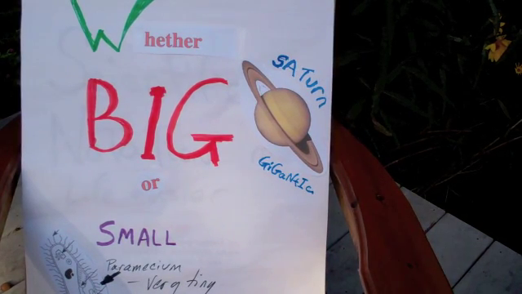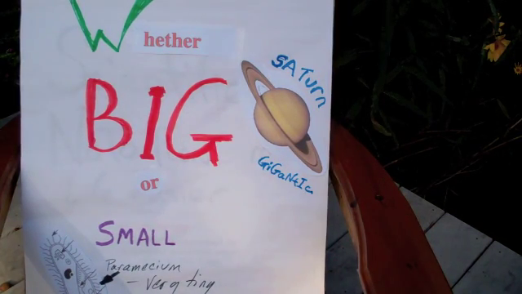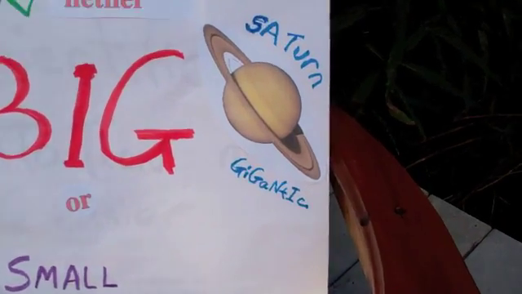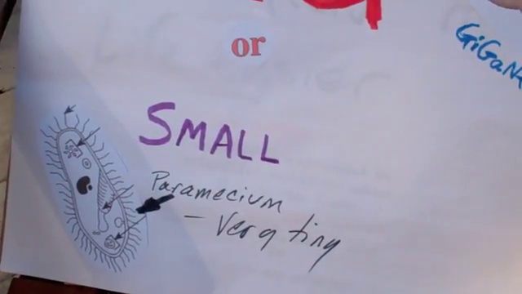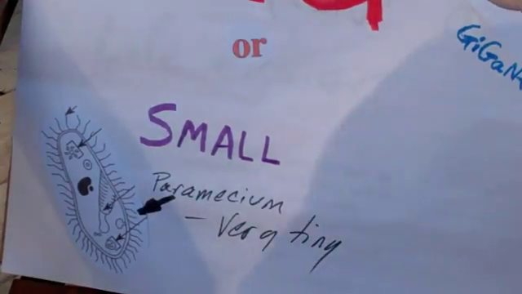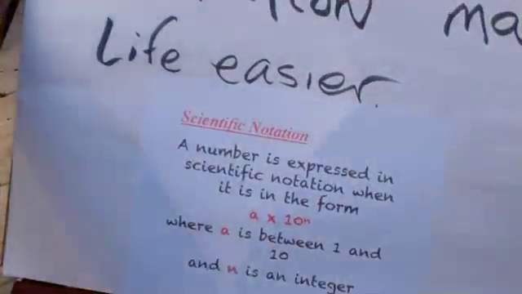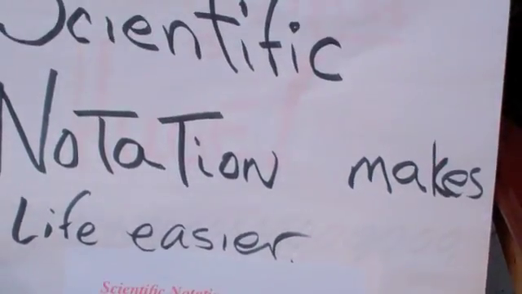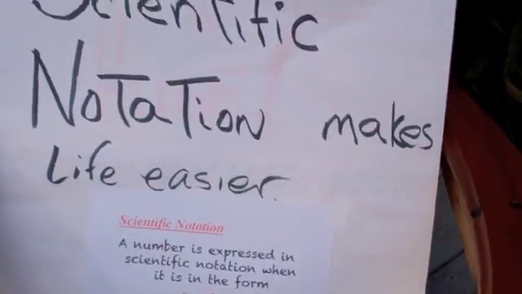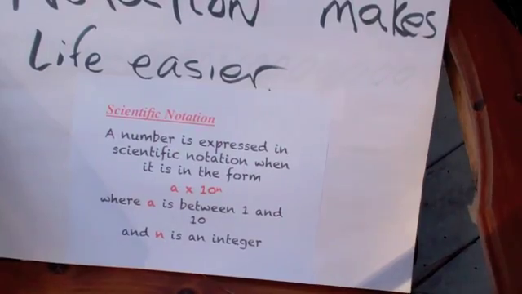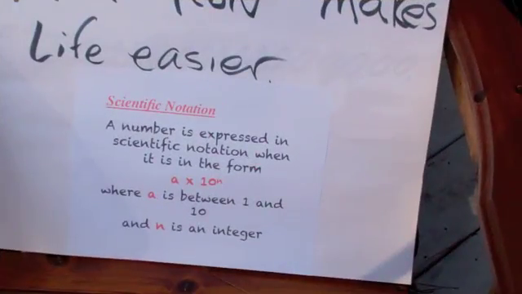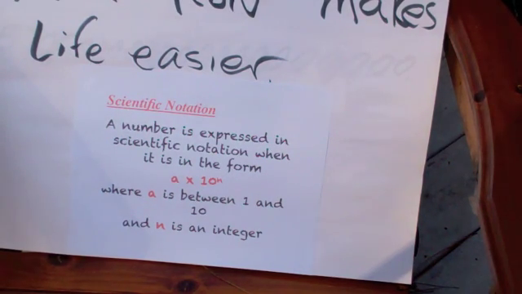Scientific notation is useful whether you're dealing with something very big like the planet Saturn, which is gigantic, or whether you're dealing with something small like, say, a paramecium, which is very tiny. So, in either event, scientific notation just simply makes life easier. So, what is this scientific notation that we're talking about? A number is expressed in scientific notation when it is in the form a times 10 to the nth, where a is between 1 and 10 and n is an integer.